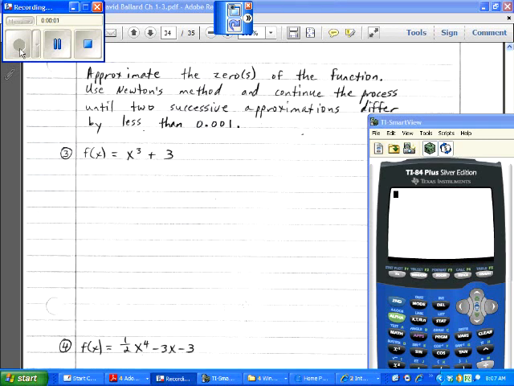We're on unit 3.7 to 3.9 of calculus, the open book test. We're on question number 3. And what it says is approximate the zeros of the function, use Newton's method, and continue the process until two successive approximations differ by less than 1,000th.